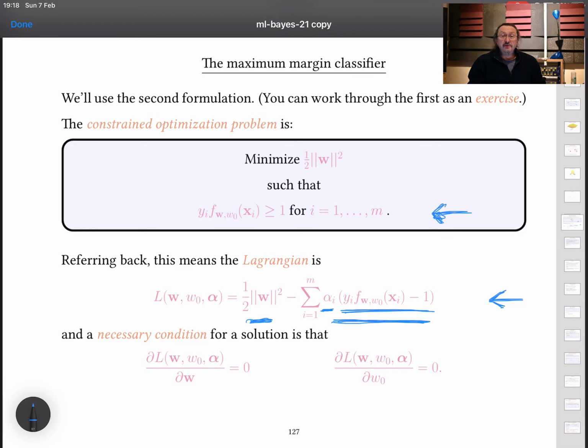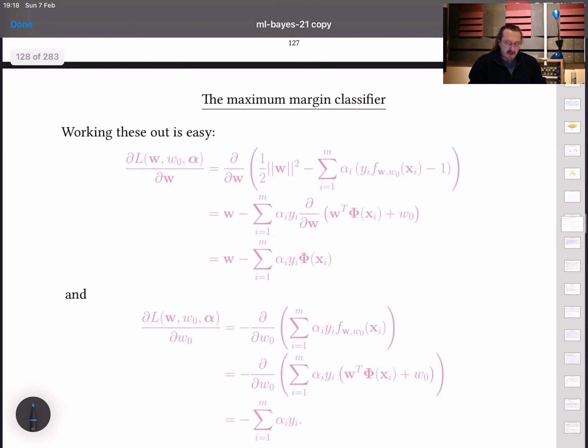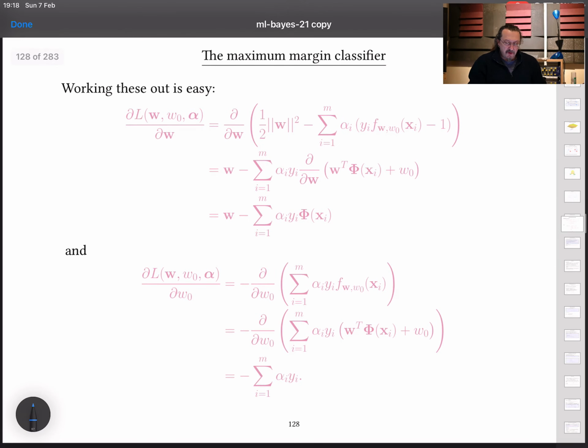And the necessary condition for a solution first says that these partial derivatives with respect to the parameters that we're optimizing over, the weight vector and the bias weight W0, the conditions require that these partial derivatives are now 0. So let's differentiate this Lagrangian, equate to 0 and see what happens. What happens is this. Now, we're back in the realms of straightforward partial differentiation here, so hopefully I don't have to go through this in too much detail. I don't think there's anything controversial.